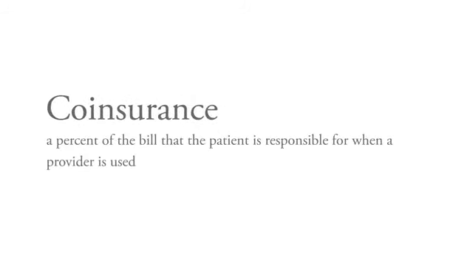A third category is coinsurance. Coinsurance is a little like a copayment, but different. It's a percentage of the bill that the patient has to pay. So a plan might say, for example, that for some services, the plan pays 80% of the allowed amount and the patient pays 20%. In this case, for a $200 bill, the plan would pay $160, 80%, and the patient would pay $40.